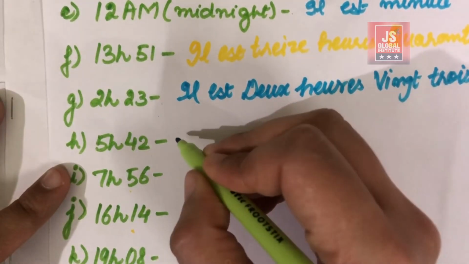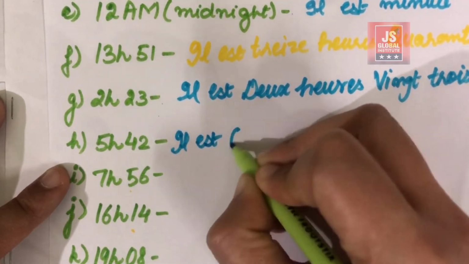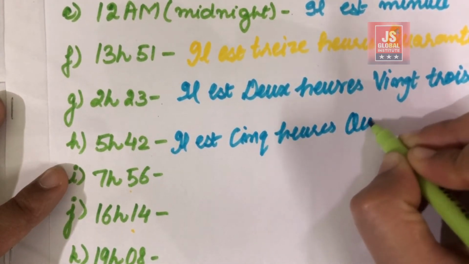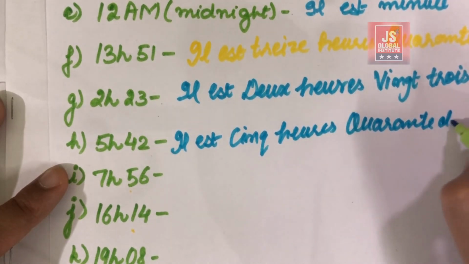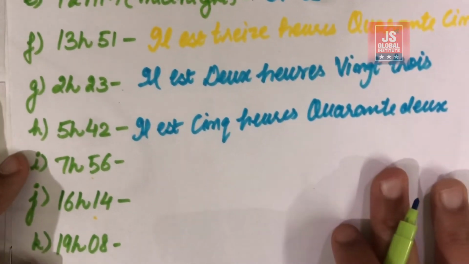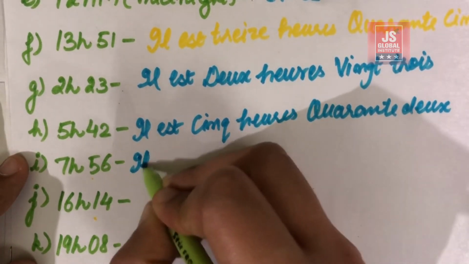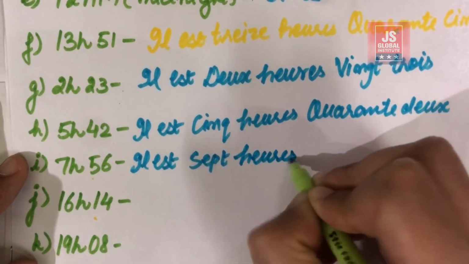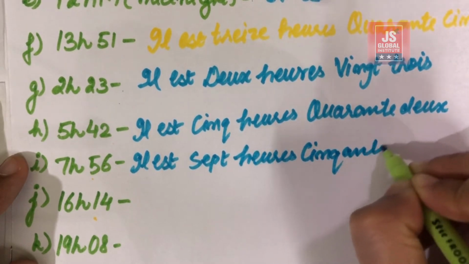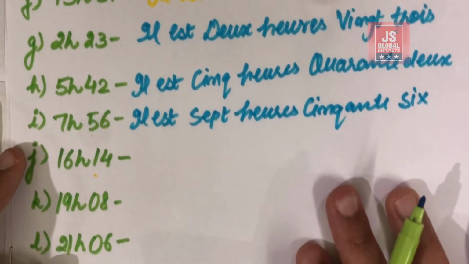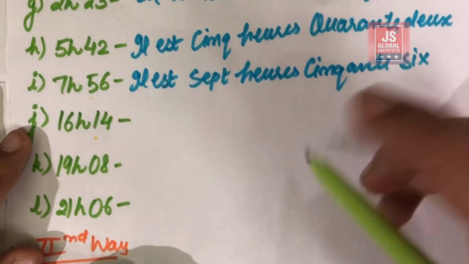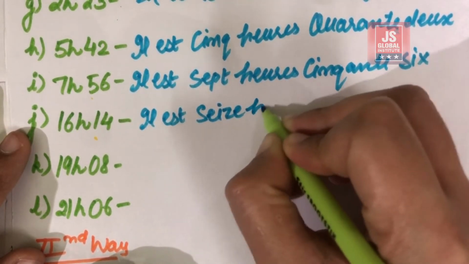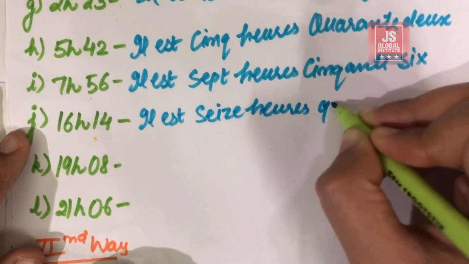The next one is il est 5h42. Okay. Il est 7h56. Il est 16h14.